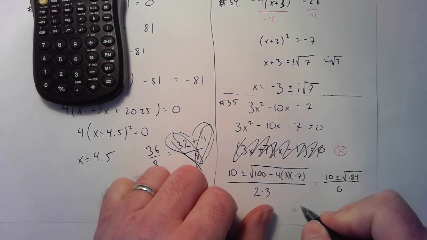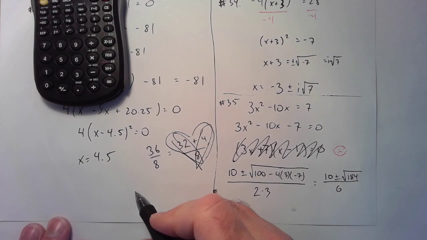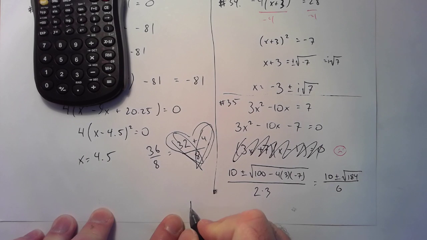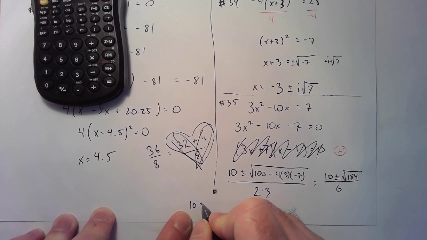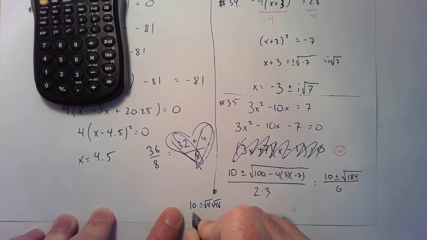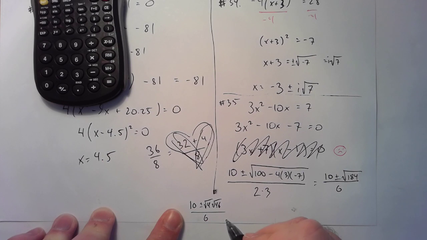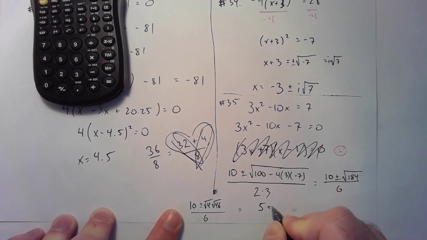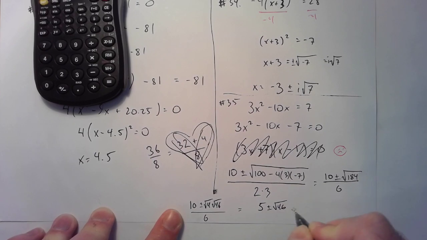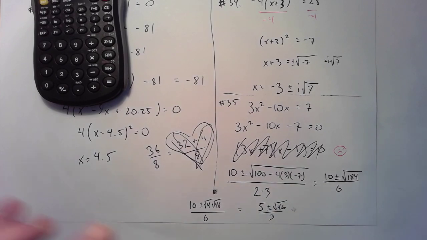If I were to rewrite, I'm going to rewrite this over here. So I got 10 plus or minus root 4 times root 46. So that's a 2 I can cancel out. And so I've got 5 plus or minus the square root of 46 over 3.